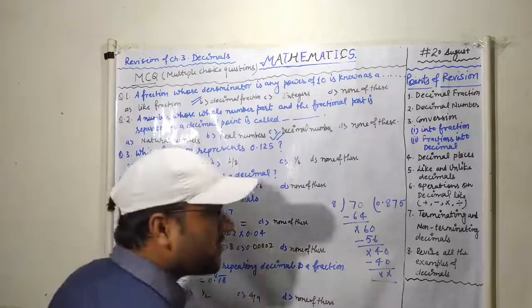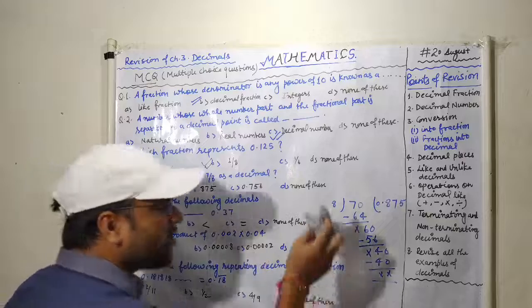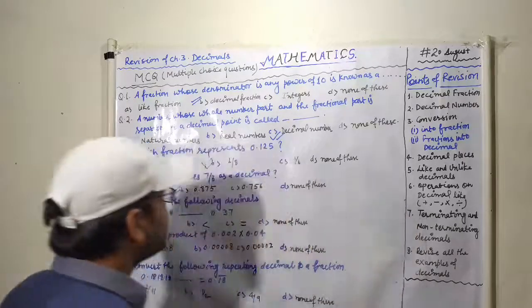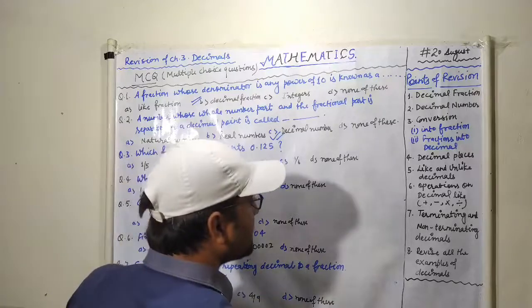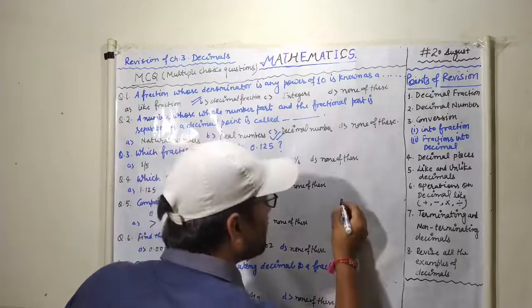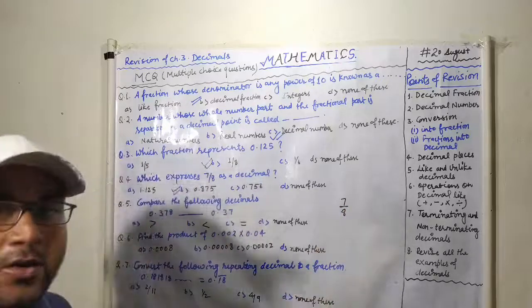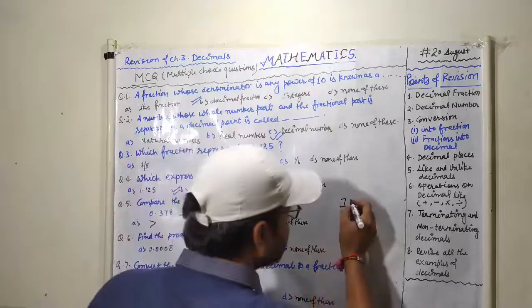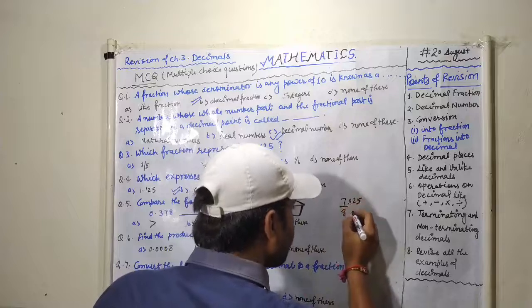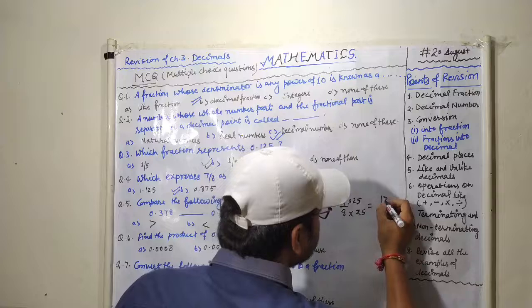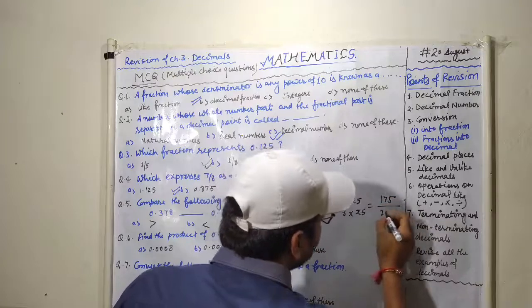Okay, this is the first way. This is a simple way to divide it. One more way to convert this fraction into a decimal: 7/8. Change this denominator into a multiple of 10. First you multiply this by 25. You will get 175 upon 200.